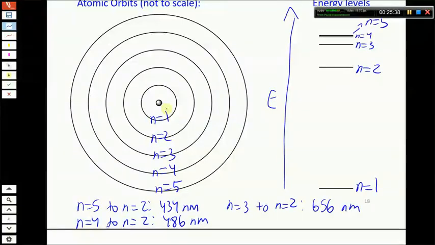So it's only a few of those transitions that give you visible photons, but there's a whole bunch of other ones. So what we'll do next time is we'll cover the equations that dictate these energy levels and how to use them to then predict which wavelengths of light you would get when you emit from those transitions.